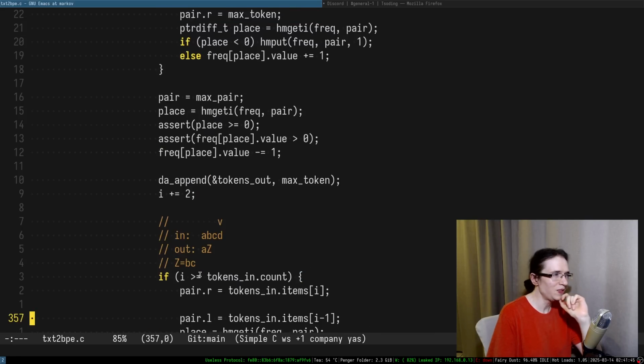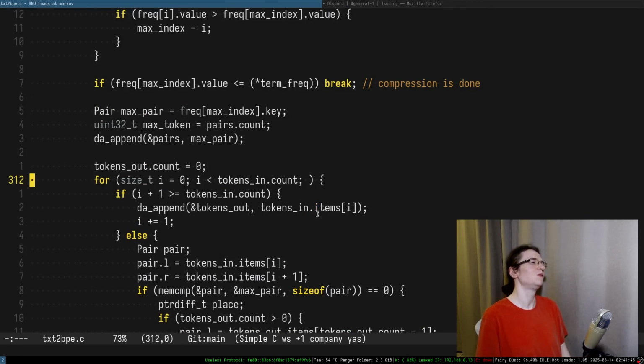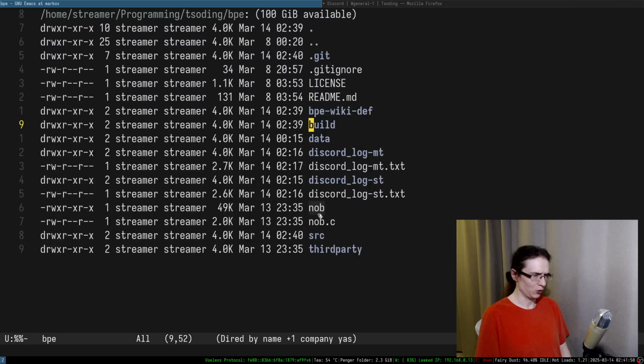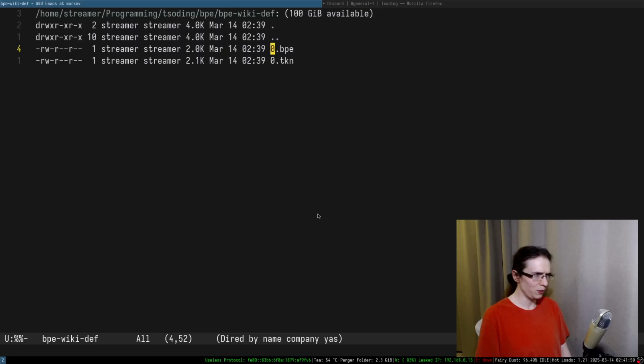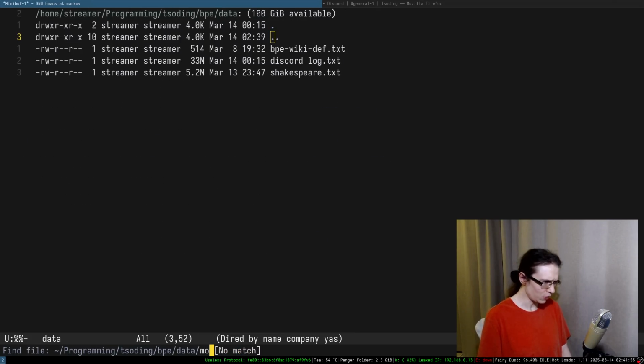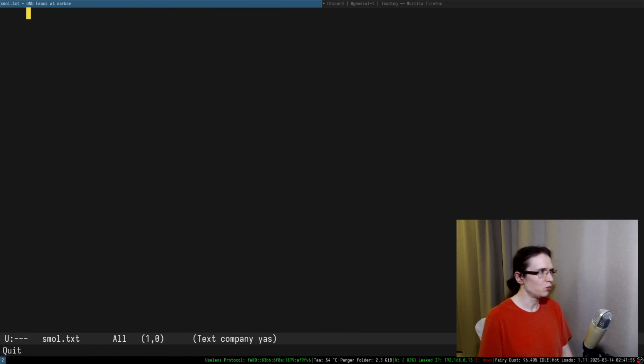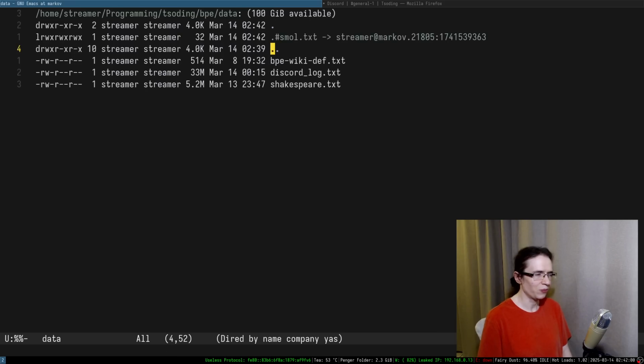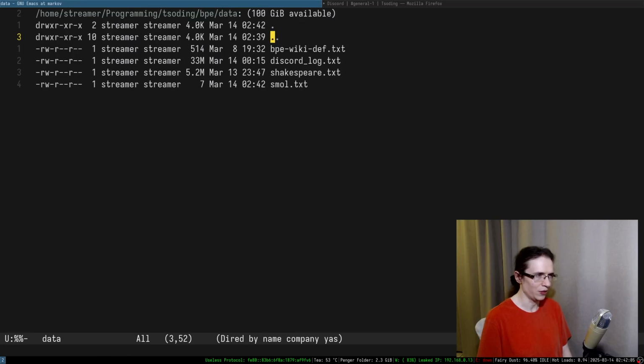Bro, I don't see the mistake. I don't fucking see the mistake. Anyway, so let me see. Maybe we could start with something goddamn simple. So let's have a small text in here. It's going to be A, B, C, B, C, D. Right, something like that. Can you just freaking compress at least that?